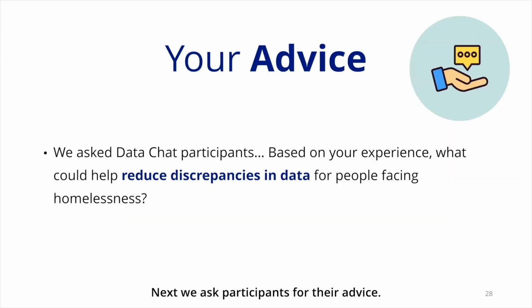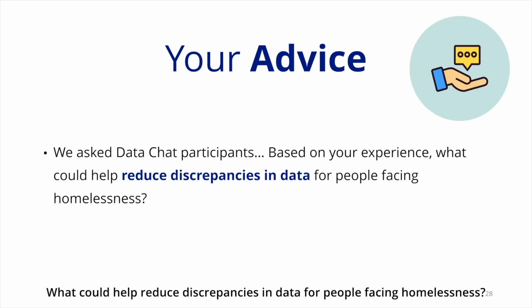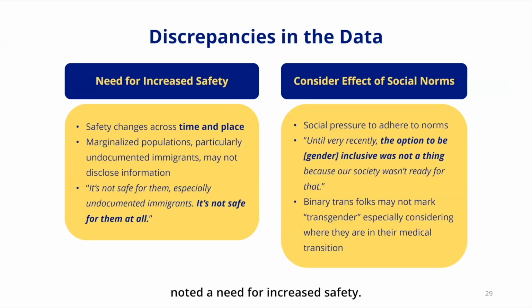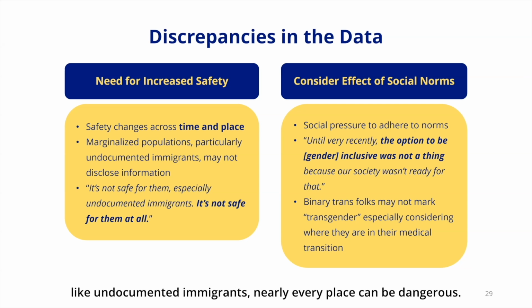Next, we asked participants for their advice. What could help reduce discrepancies in data for people facing homelessness? First, participants noted a need for increased safety. Safety changes across time and place and for different populations. Participants emphasized that for some groups, like undocumented immigrants, nearly every place can be dangerous.